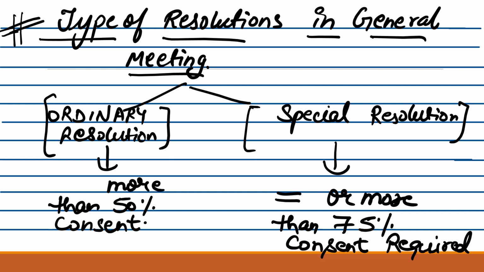A simple majority. In case of a special resolution, it is said that the votes cast in favor are equal to or more than the votes cast against it, and the votes cast in favor should be 3 times the votes cast against. Okay, so at least 75% or more consent is required in order to pass a special resolution.